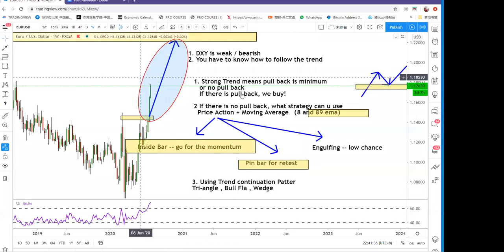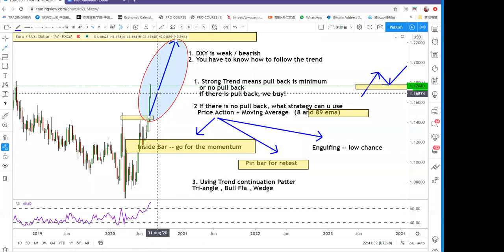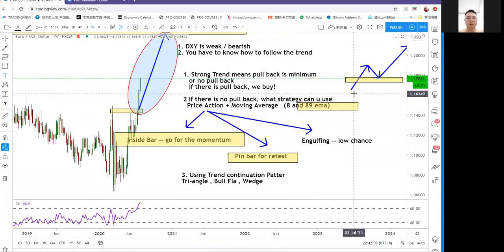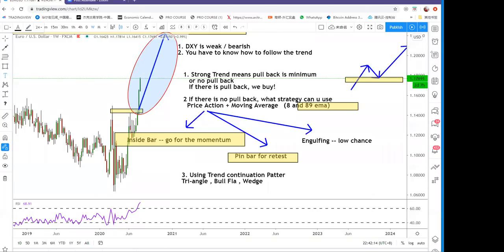And I hope that you can keep using the 3 until Euro goes to 1.22. So don't stop using these 3 strategies. You can use a structure breakout and pullback. You can use the inside bar, pin bar. You can use the 8 and 89 EMA in different time frames, like 5 minutes or 15 minutes. You can make a rotation: you go to the 5 minute chart, find an 89 EMA pullback, and take 1 trade. And then you go to the 15 minute chart, you can still trade another run.